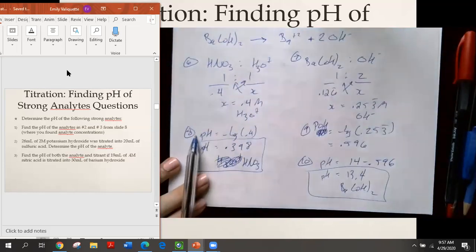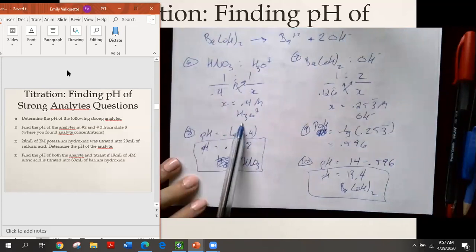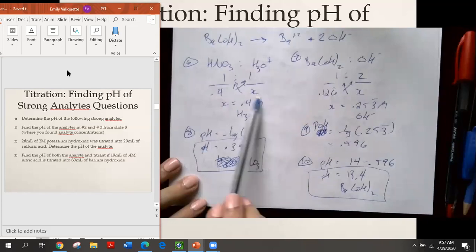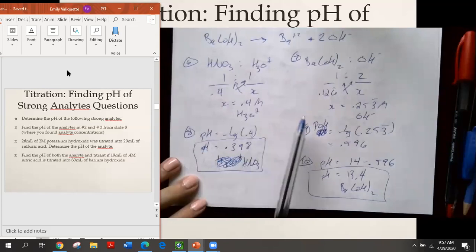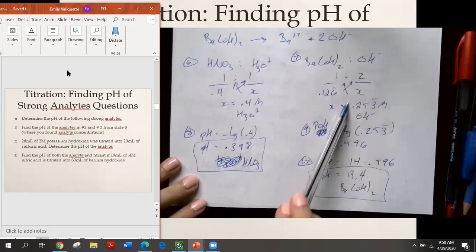Then we are going to calculate the pH of our acid by just taking the negative log of the concentration of hydronium ions that we just solved for, and you should get a pH of 0.398 for your nitric acid. For our base, we have to do a pOH calculation, so we'll take the negative log of the concentration of hydroxide that we just solved for and get 0.596 as the pOH, and of course just subtract it from 14 to get the pH of our barium hydroxide, which is 13.4.